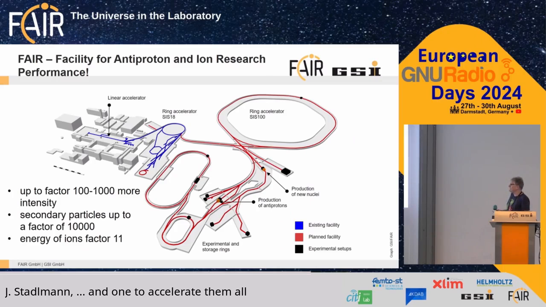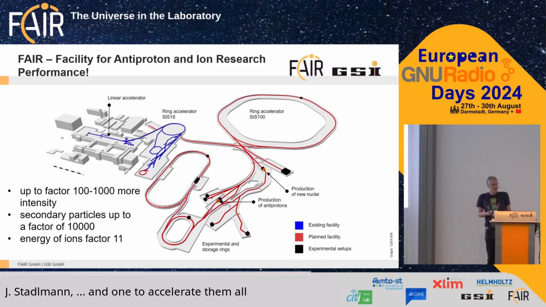And what we want to reach is a factor of 100 to 1,000 more intensity of the primary beam. And for secondary particles, the ones which we make out of the primary beam by smashing it on some wall or some target, we call it, even a factor of 10,000, but 10 more. Moreover, we can go a little higher in energy. That's interesting for some physicists too. So the question is how we do that.